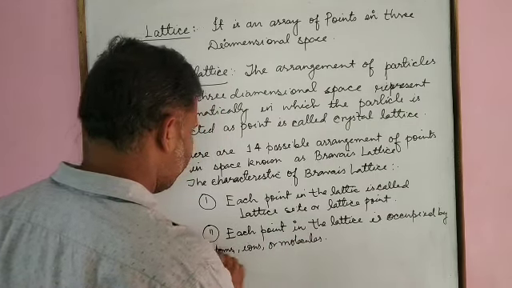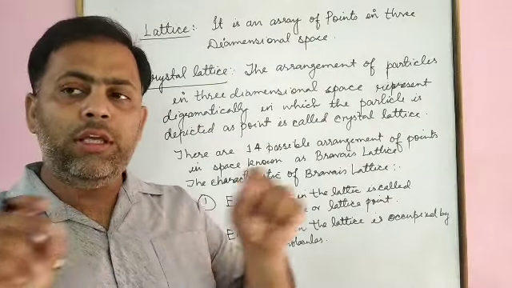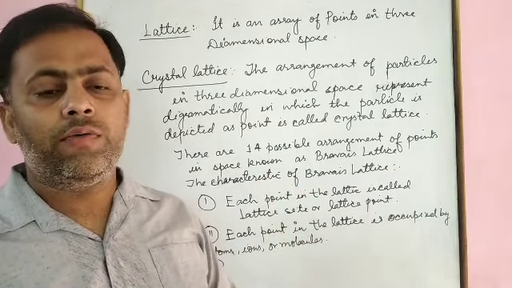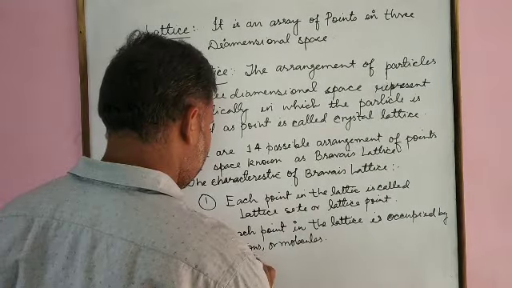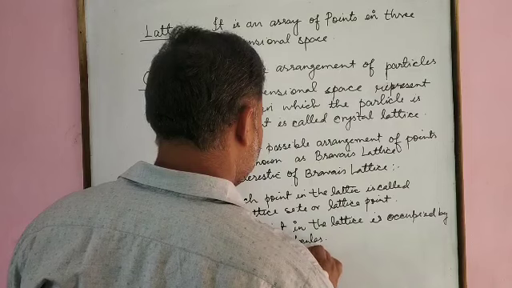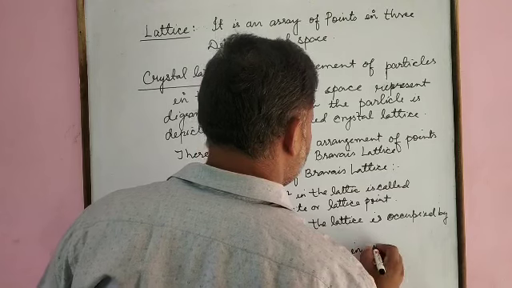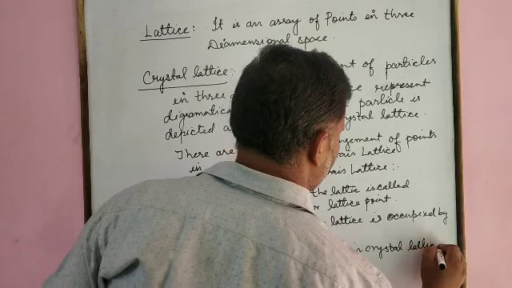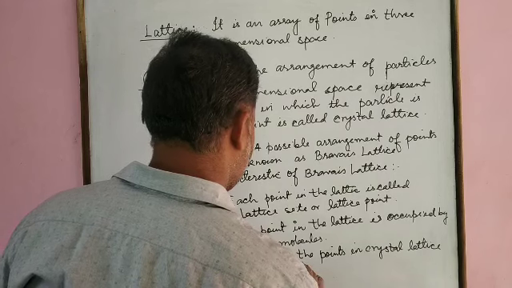To the next one. If we join each point in the given crystal lattice, then we get the structure of that particular substance. It means if we join the points in the crystal lattice, we get the structure.